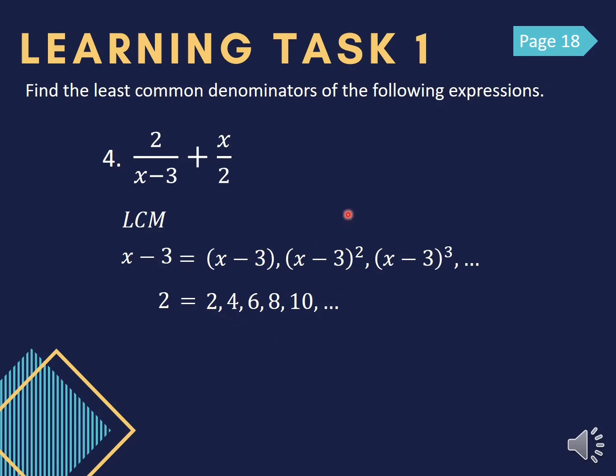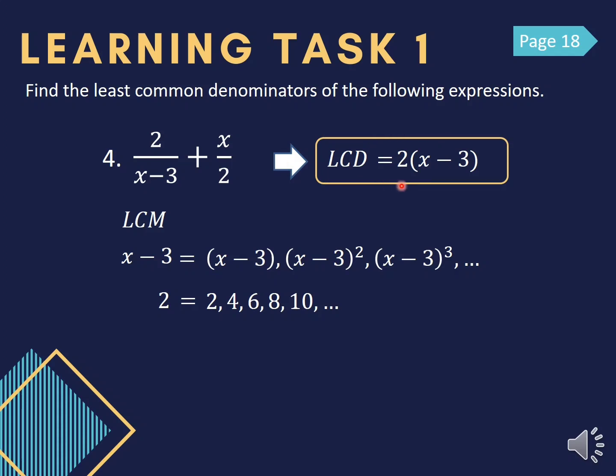Okay, again, we cannot, because one term is a number, and the other term is a binomial with a variable, or algebraic expression. So in this case, just like number 2 and number 3, we just need to multiply them. So the LCD will be equal to 2 times x minus 3. Again, imu-multiply lamang natin. If we cannot find their common multiples, then we multiply the two denominators.